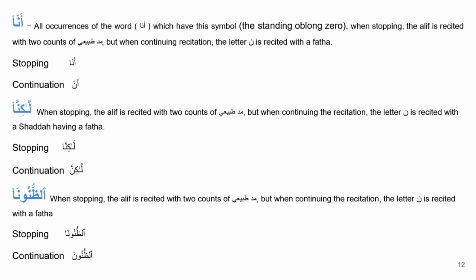The next word, al-dhununa, appears in Suratul Ahzab, ayah number 10. And when we choose to stop on this word, as we can see the sign of oblong zero on letter Alif, we give two counts of Maddu Tabi'i upon stopping, and upon continuation, we will recite letter Noon with a Fatha. So upon stopping, we will recite it like this, al-dhununa. And upon continuation, al-dhununa.